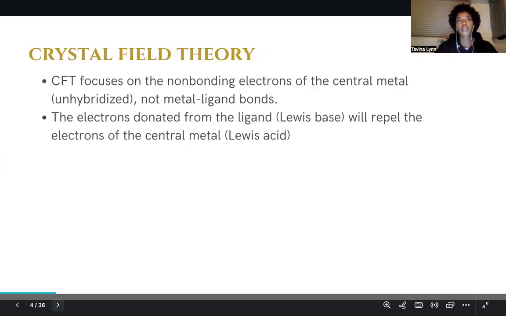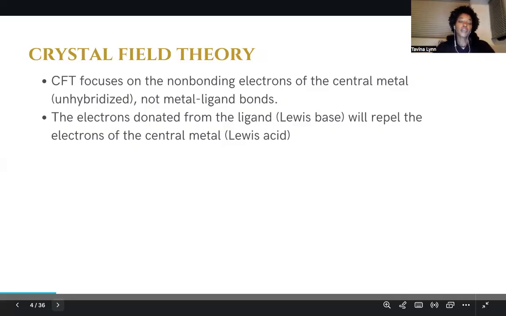Whereas in Chem 400, the valence bond theory explains how molecules are formed within the main group elements, right? Where we have either sharing of electrons or transfer of electrons. With crystal field theory, because we have a donation of electrons, we are focusing on the non-bonding electrons of the central metal atom. So we're not looking at metal-ligand bonds, we're just looking at non-bonding electrons.